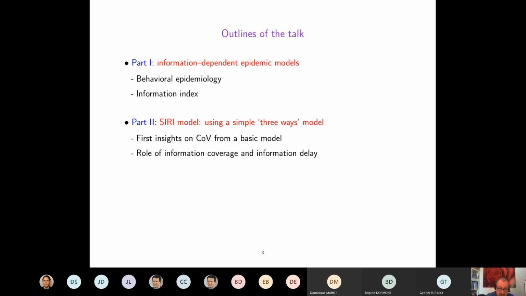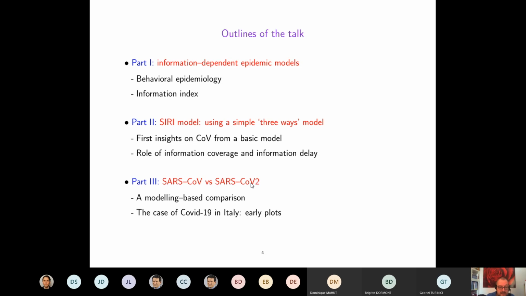So in the second part, I will mention a first attempt to use a very simple model, which is called the SIRI model. This is an example of a three-way model, in a way that I will explain in a few moments. And so we will get some first insights on coronavirus from a very basic model.